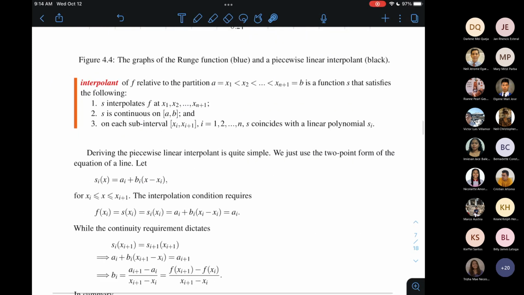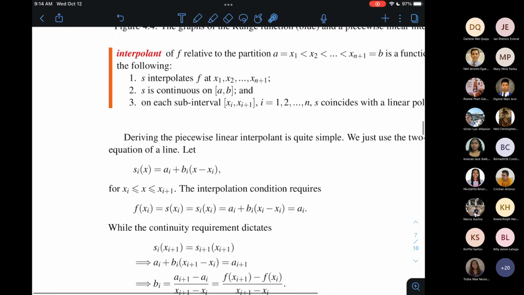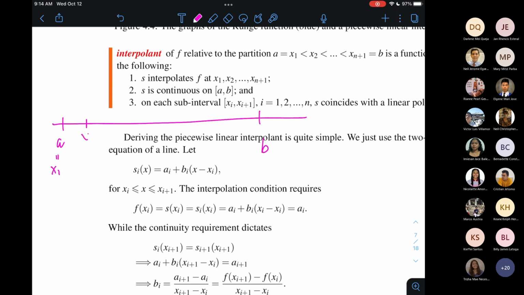Ano ba yung tinatawag na piecewise linear interpolant? Ito ay isa lamang conditional function relative to the partition given dun sa set of data points na ginamit natin. So we can think of it as dividing the interpolatory interval into n intervals. So nag-interpolate tayo from A to B. Tapos sinati natin to into x1, x2, x3, x4 hanggang makarating tayo kay x sub n plus 1. So the identification of n plus 1 abscissas induces, I think, n intervals doon sa ating interpolatory interval.